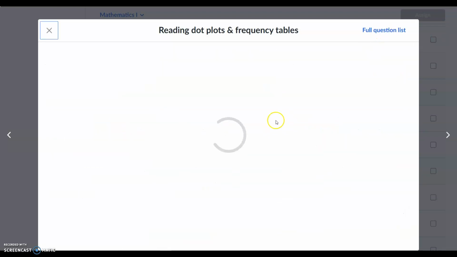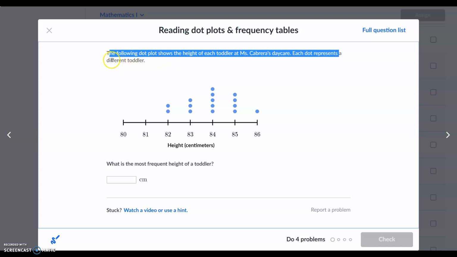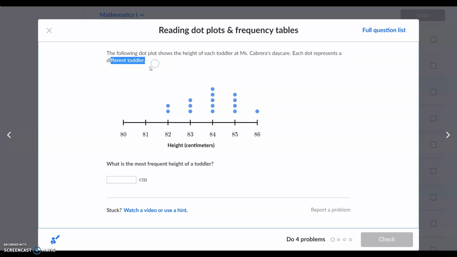So let's see what you guys see. There you go. Okay, so this is a dot plot. I could tell because it has a bunch of dots on it. Sometimes they're X's, no big deal. It says the following dot plot shows the height of each toddler at Miss Cabrera's daycare. Each dot represents a different toddler. So a toddler is just a very young child, so small child.